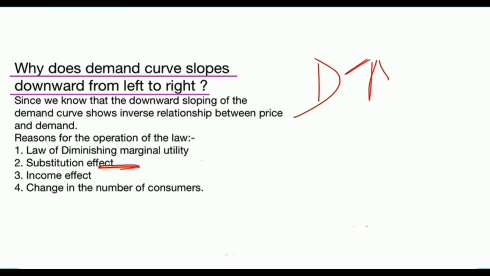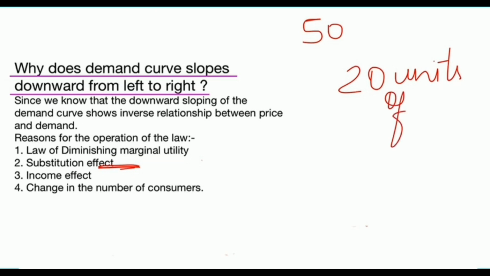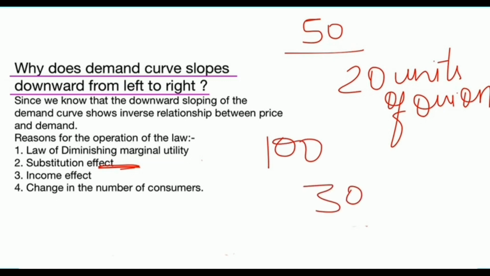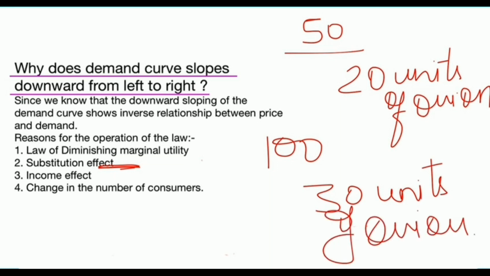To clear it, I'll give a better example. At first, my income was rupees 50, so I demanded 20 units of onion. As my income level increased to rupees 100, I started demanding 30 units of onion. So as the income level increased, the demand for the commodity also increased. This is what the income effect says.